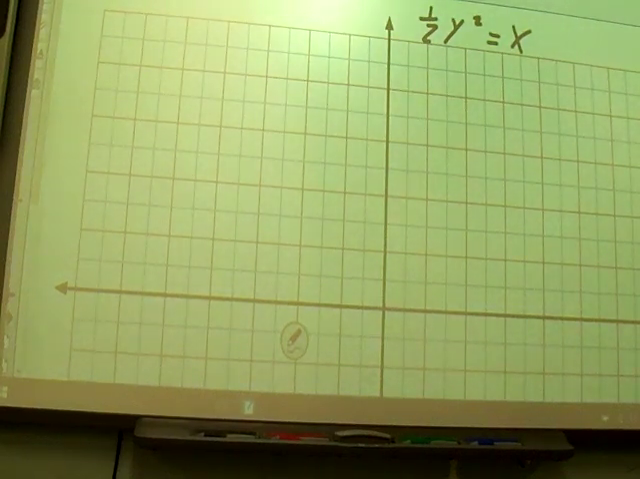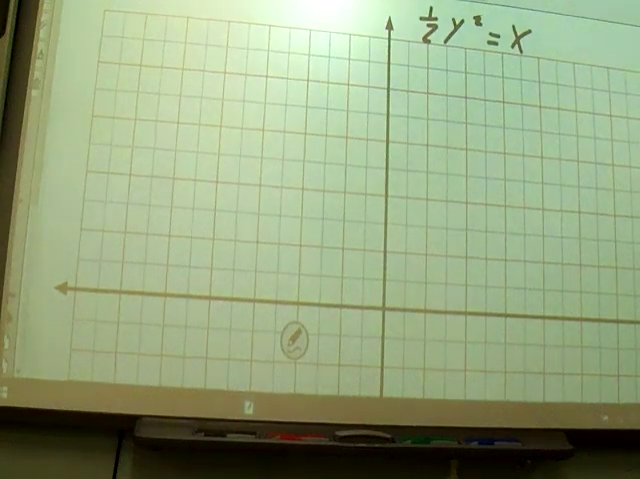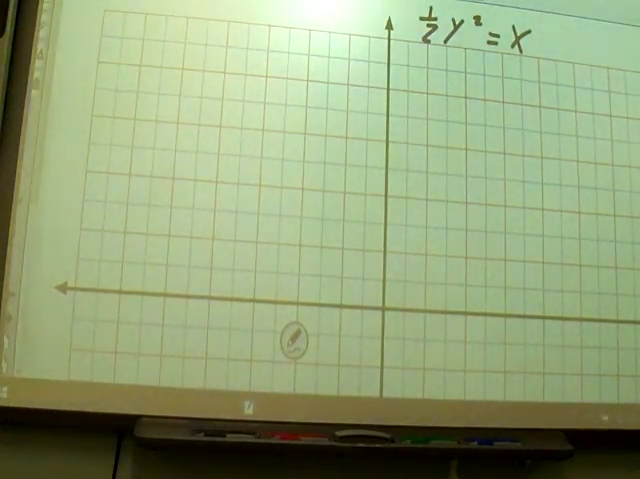Now, I know, and you do too, that this is going to be a sideways parabola when we get it done. Because we got a squared, it's a parabola, and because the squared is on the y, it's sideways. So I know it's going to look like that when we get it done.